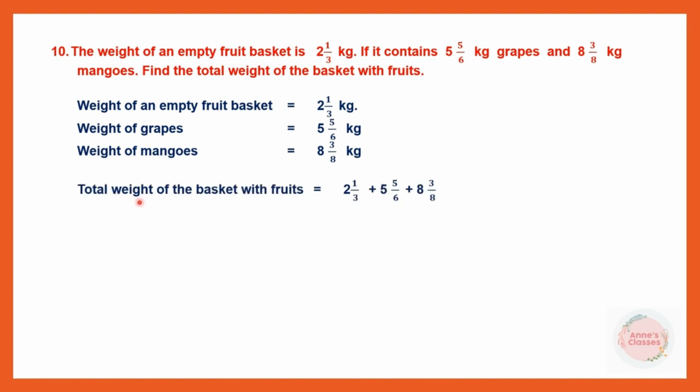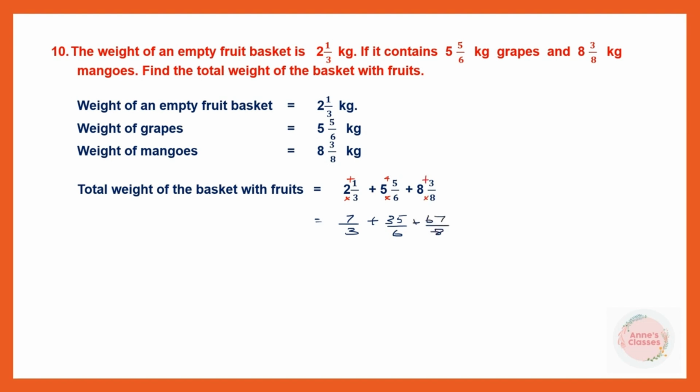So let's do that. So to find the total weight, we're going to add this up. Now these are all mixed numbers. So let's do this addition. So first thing, we're going to convert the mixed numbers into improper fractions. Now I hope all of you remember how to do that. That is 3 2s are 6 plus 1, that is 7. So this becomes 7 by 3 plus, now this is 6 5s are 30 plus 5 is 35. So that becomes 35 by 6. Then the next one, 8 3 by 8, 8 8s are 64 plus 3 is 67. So this becomes plus 67 by 8.